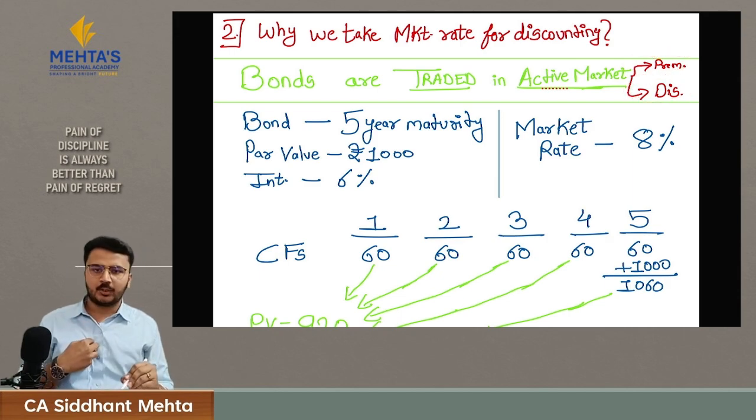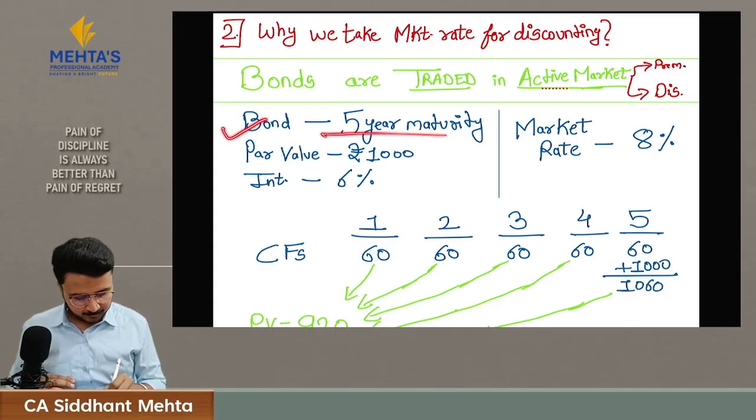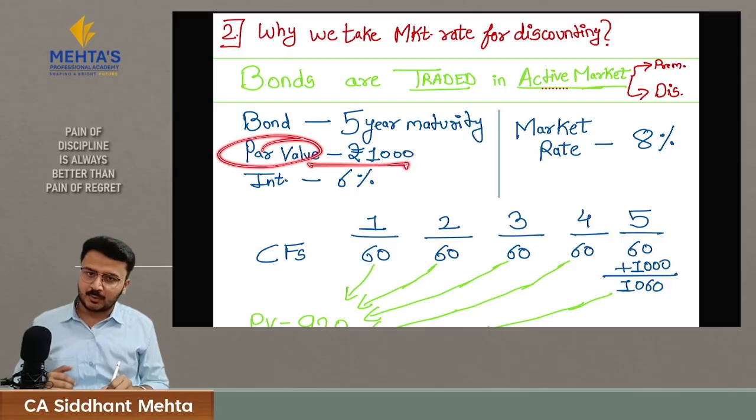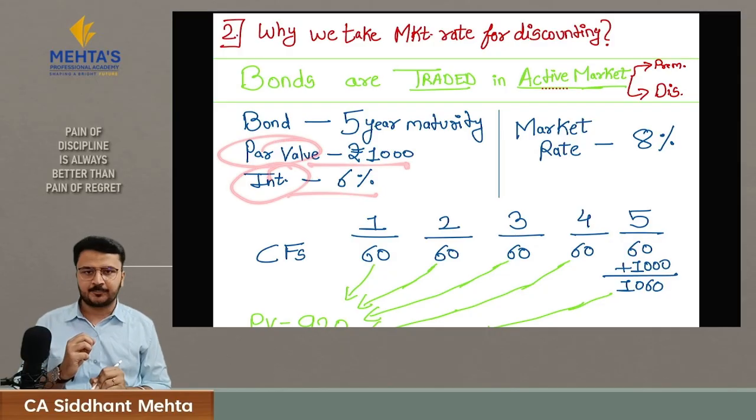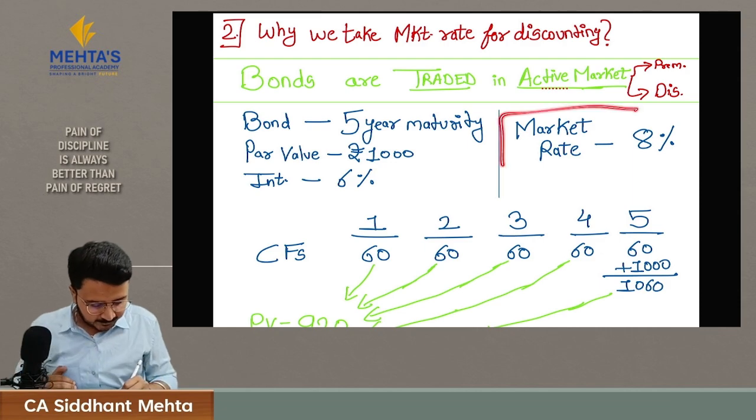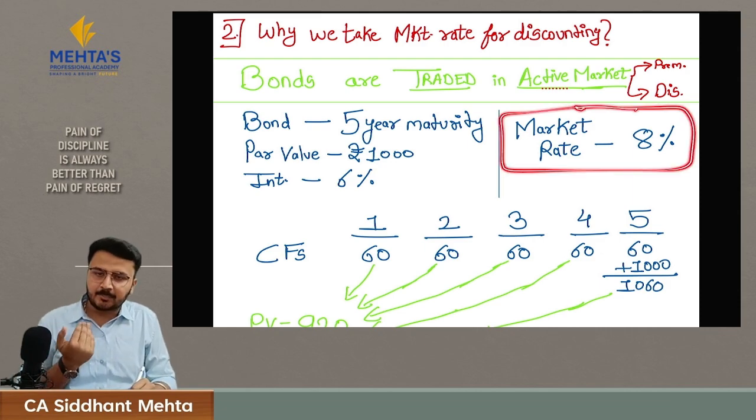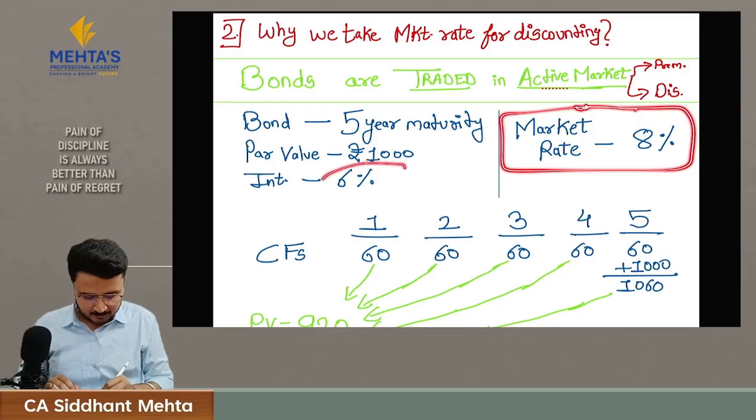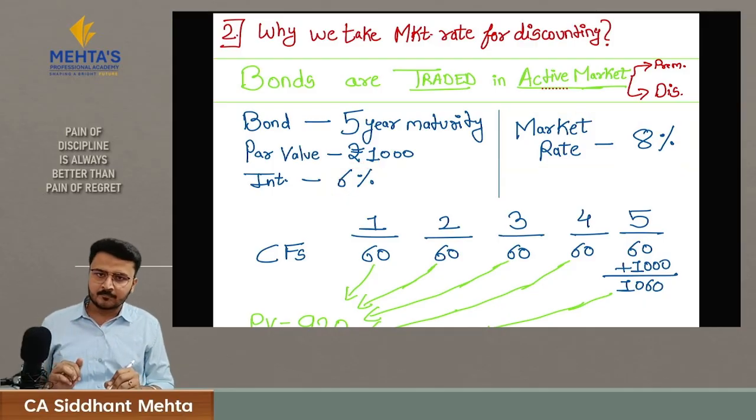So if I want to invest in one company A, which is issuing bonds at 5 years maturity, here the par value of this bond, that is face value, is 1000 rupees, and the interest, that is coupon rate, is 6%. But in the market there are other companies which are issuing the same type of bond at 8%. So the market rate is 8%. Then why would I specifically invest in this company which is giving me 6% as interest?